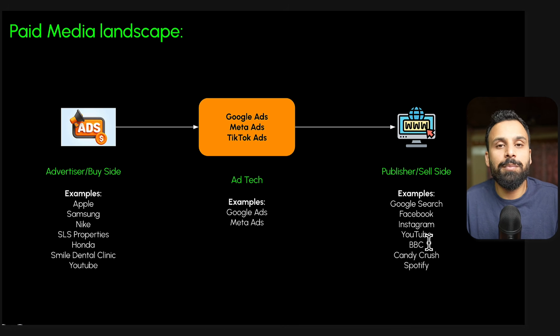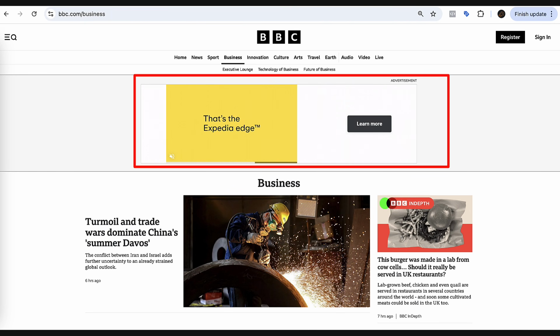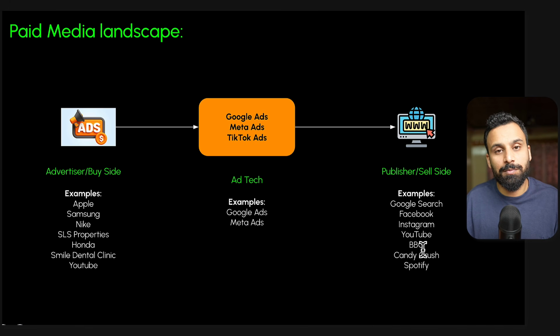And similarly, BBC website, you can go to BBC website, you see ads there, Khaleej Times, Hindustan Times, any website you go, you see an ad there. That website in that case becomes a publisher. They get paid to show ads on their website, and the advertiser pays for it.